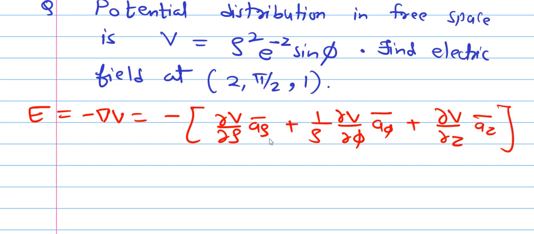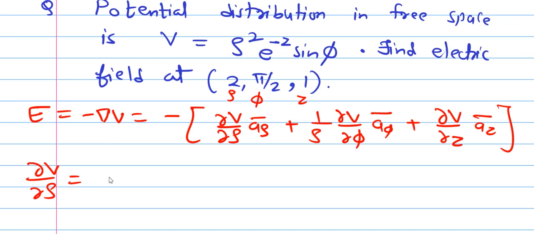So just differentiate with respect to rho, phi and z. We will differentiate this equation partially with respect to rho, phi and z. Also we will calculate at the point 2 comma pi by 2 comma 1. So here rho is 2, phi is pi by 2 and z is 1. Okay, so ∂V/∂rho.